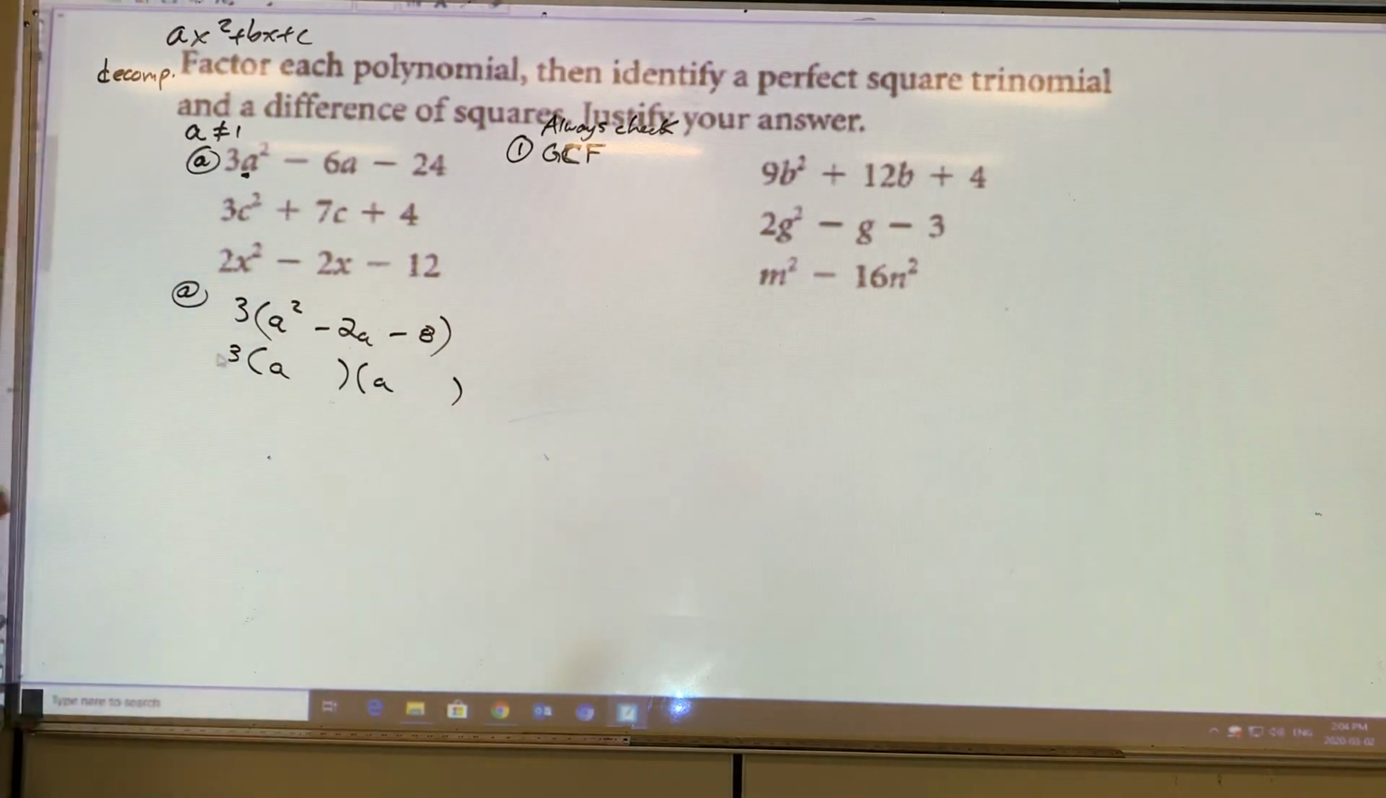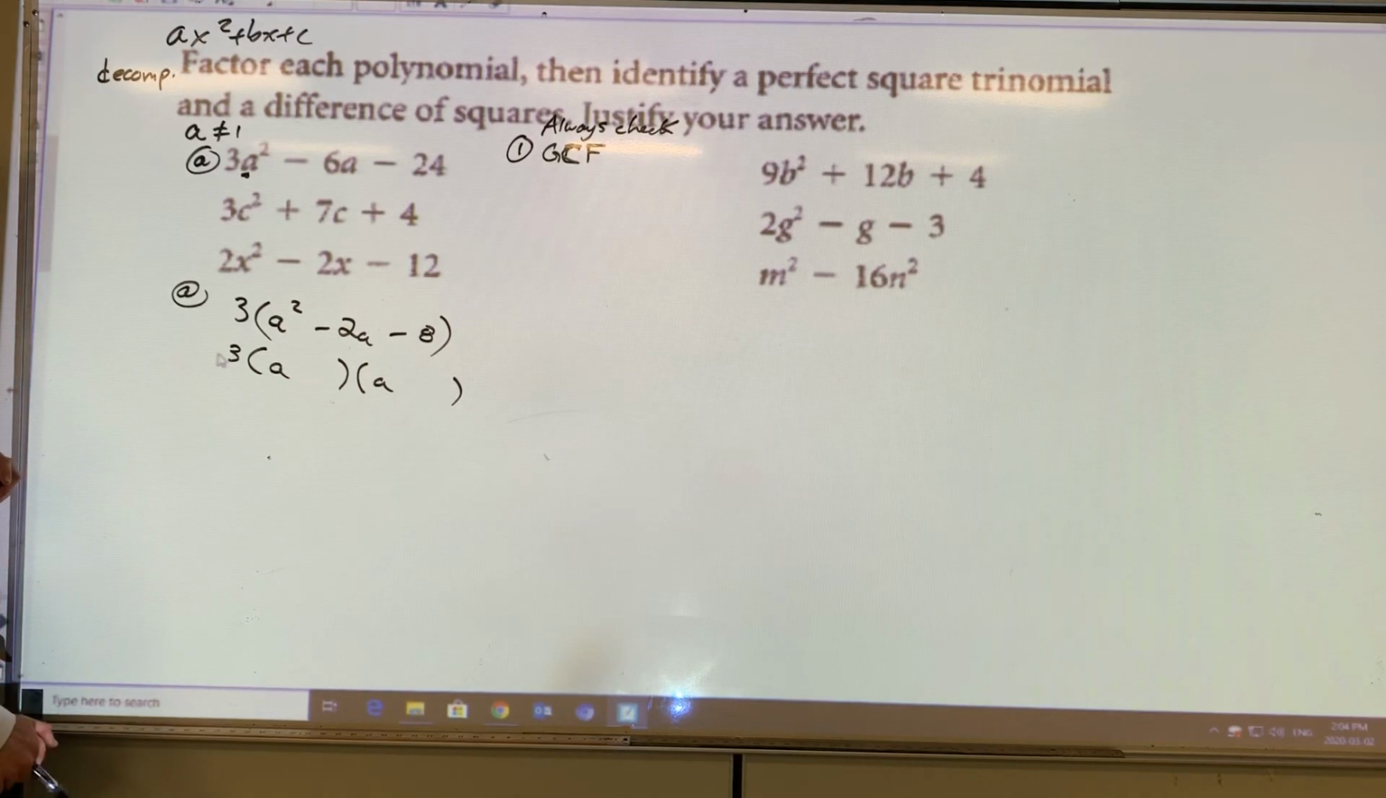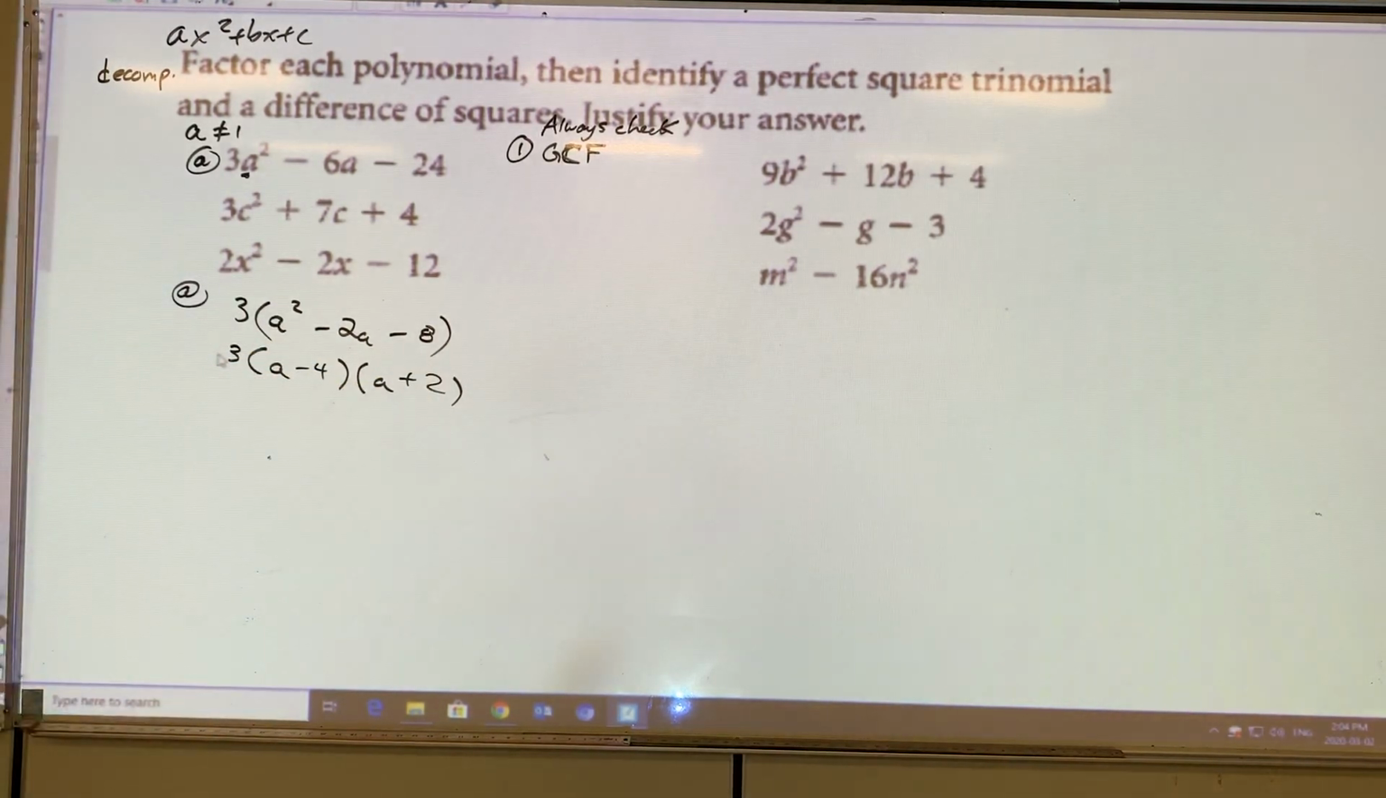This becomes a regular trinomial that you can factor. Two numbers that multiply to negative 8, add to negative 2, you just have the 3 out in front. So what are those two numbers? So maybe negative 4 and positive 2? Excellent. So that turns a decomp question into a regular factoring question.